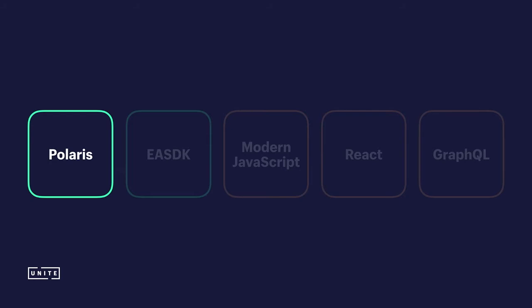Now, last year at Unite, we released Polaris V1. It was the first time we'd ever shared it outside of Shopify, and we were so happy with the response we got from partners. This year, I'm excited to talk a little bit about what's in Polaris V2, which is already available for you right now.